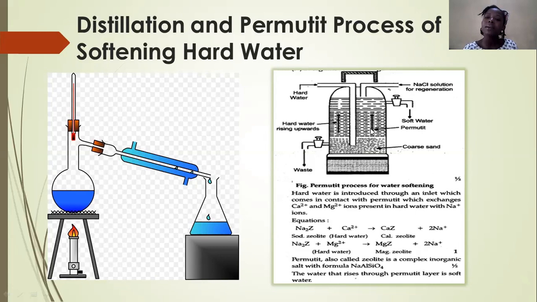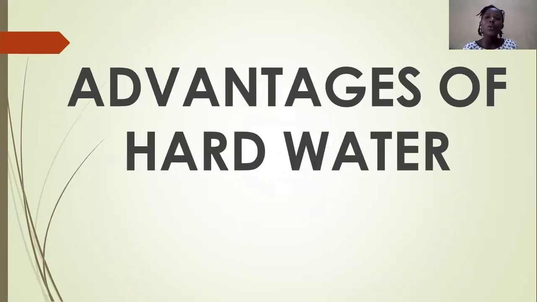So when this Permutit is exhausted, you regenerate by adding sodium chloride solution. I hope we are getting what I'm saying. So you regenerate by adding sodium chloride solution into the setup, so your sodium zeolite will now be regenerated and the process continues. So now we go into advantages of hard water.